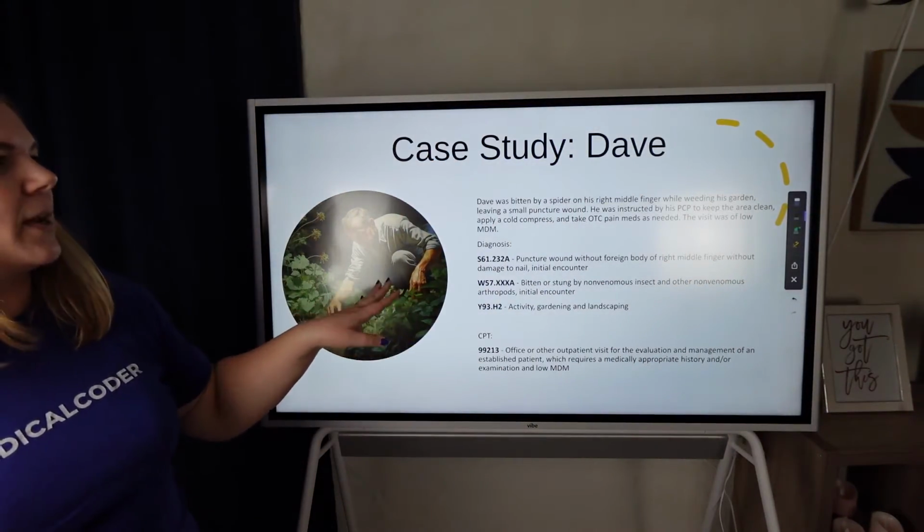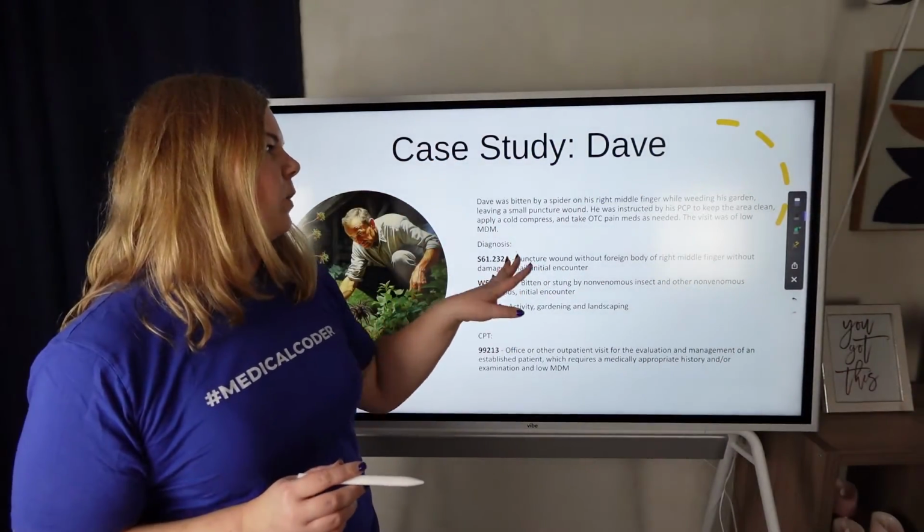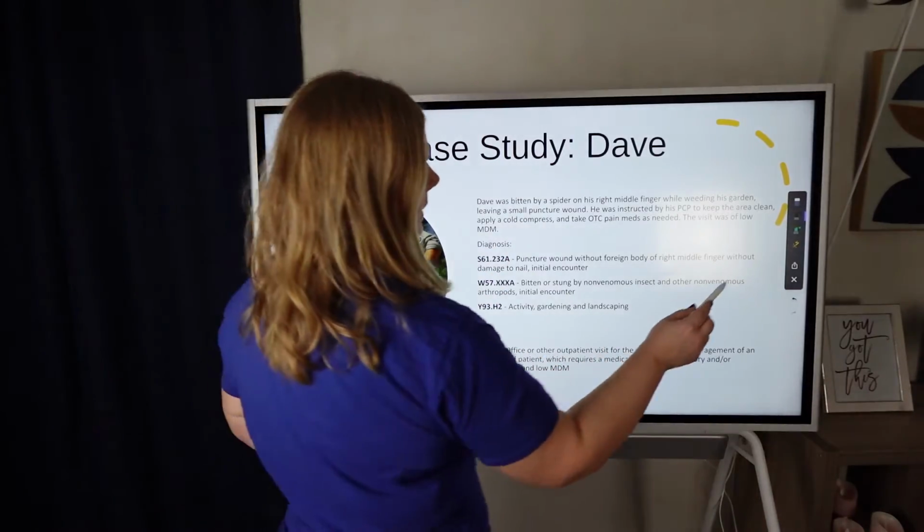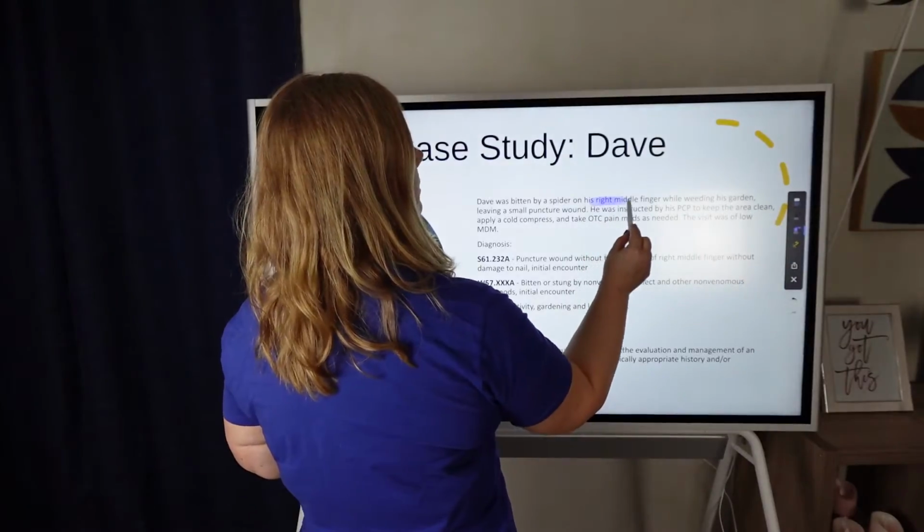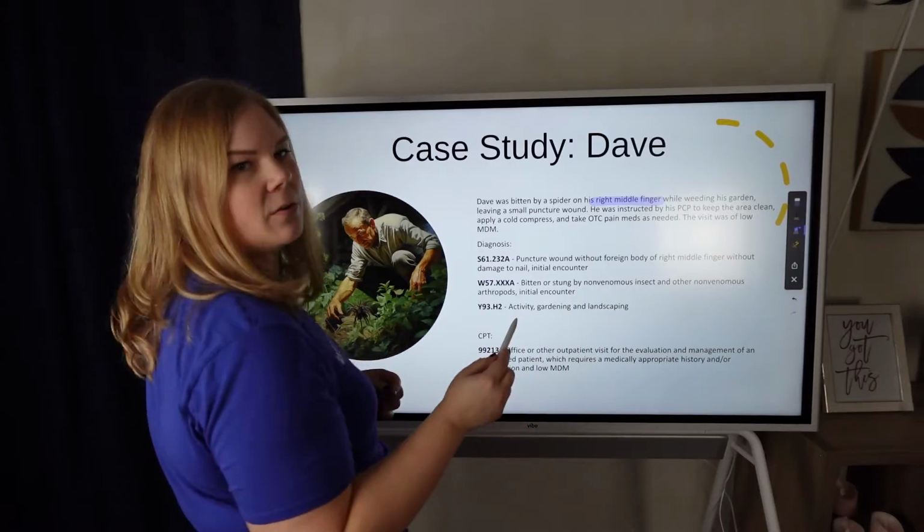Dave was bit by a spider on his right middle finger while weeding his garden. So what do we got here? We have right middle finger. We have some other information here. He was weeding his garden.